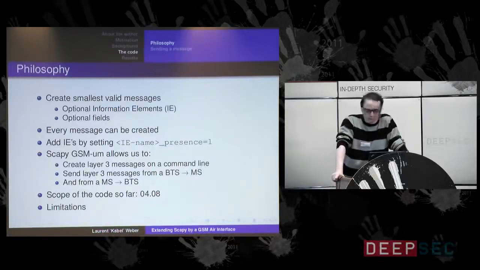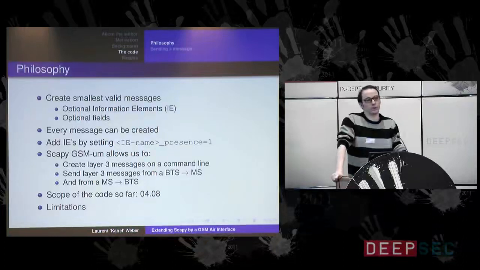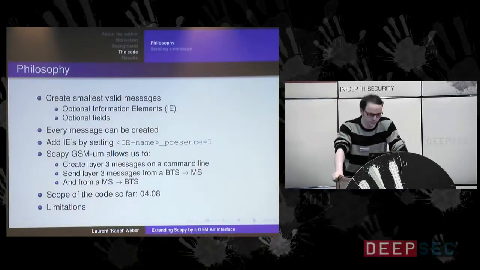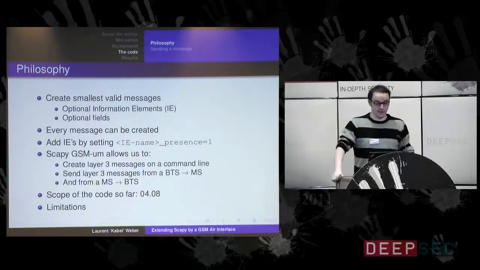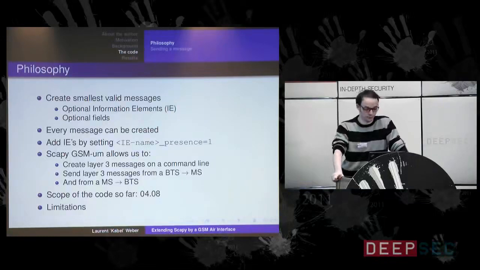Now, I already talked a lot about a tool, and I never said what it's actually able to do. Since I implemented the whole protocol, you are able to create layer 3 messages on a command line, and these messages can be sent from a base transceiver station to a mobile station. This is what I will do when I demonstrate. I'll only send packets from my USRP to the phones. But you could also send messages from your mobile phone to some BTS and do some fuzzing on an operator's network. But I'm not going to do this.